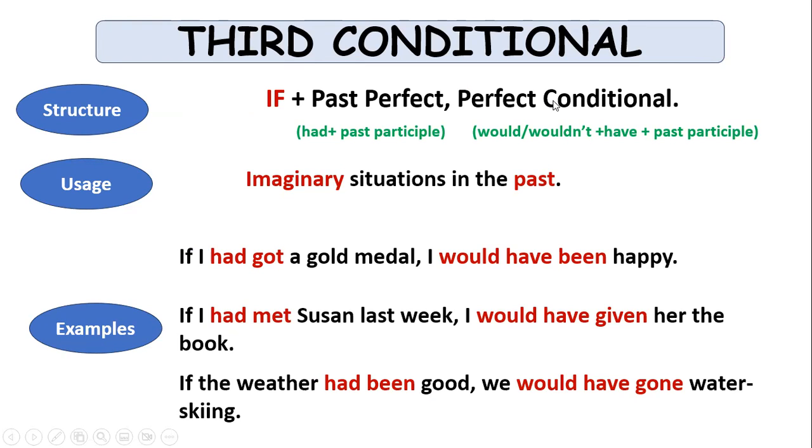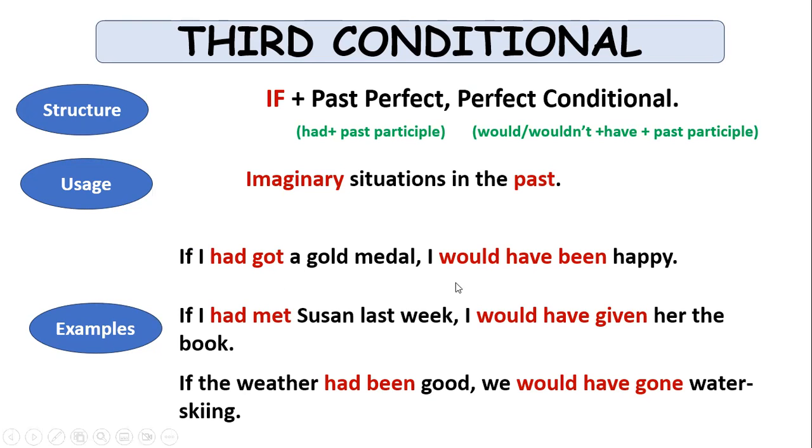It's still imaginary. We're talking about an imaginary situation, but the meaning is in the past. So here I'm talking about something I probably regret doing, or I probably regret even not doing. So if we say something like, if I had a gold medal, I would have been happy. What does this mean? It means that probably last year or at some point in the past, I had a chance to win a gold medal. But what happened in the past is that I did not actually get the gold medal. And I was not happy in the past.